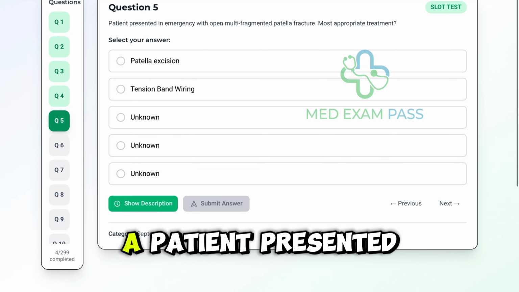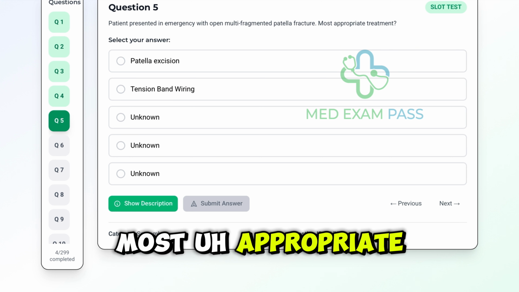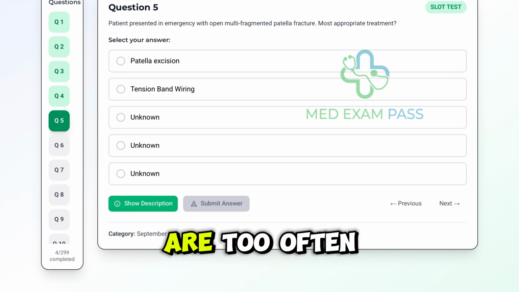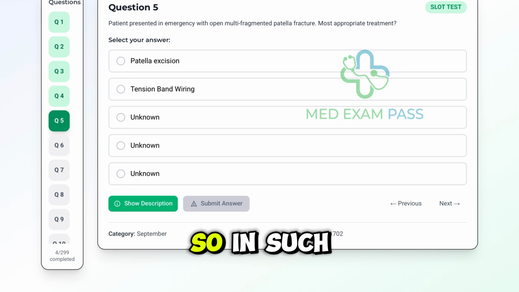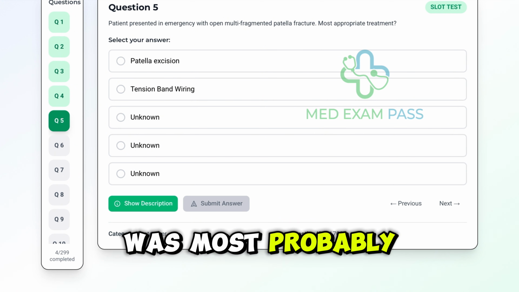Next question. A patient presented to the emergency department with a multi-fragmented patella fracture. What is the most appropriate treatment? Sometimes the treatment could be patellar tension band wiring, but when the patellar fragment is both open and severely comminuted, the bone fragments are often too small to allow reliable reconstruction. So in such cases, a total patellectomy is better to do here.